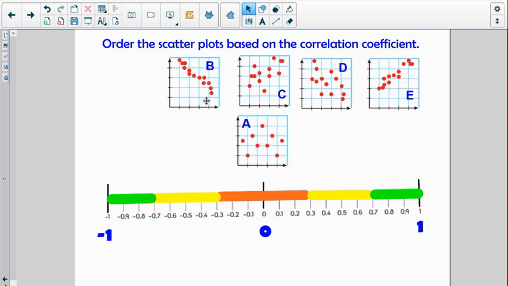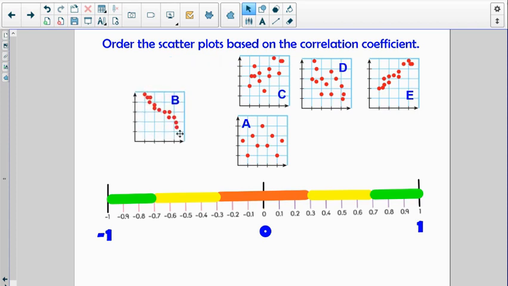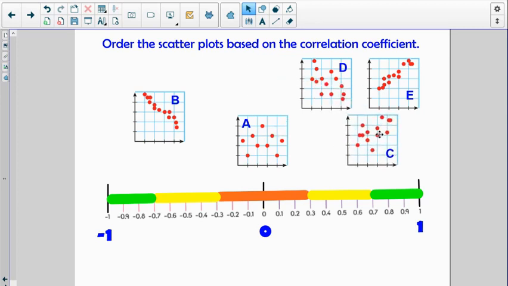For scatter plot B, on the left-hand side, I start up at the top, and as I move to the right, the data falls downward. So that definitely shows a downward trend. I'm going to move that over here on the negative side, off to the left. Scatter plot C, they're scattered pretty good, but I can see an upward trend. On the left-hand side, my data points are lower, and as I move to the right, the data points are much higher. So it's rising. It has a line of fit with a positive slope, so I know it's a positive correlation. I'll just move that over here for now.